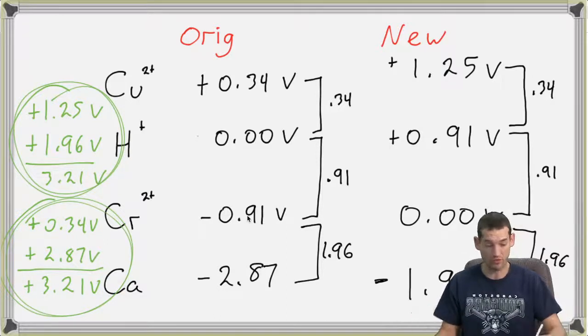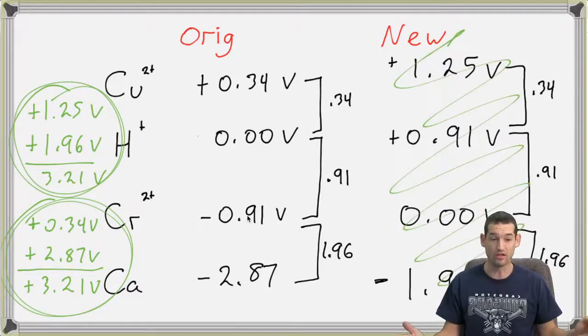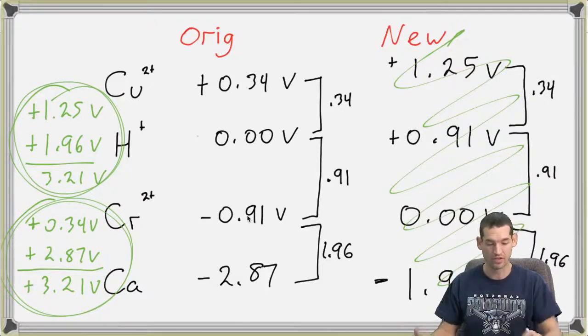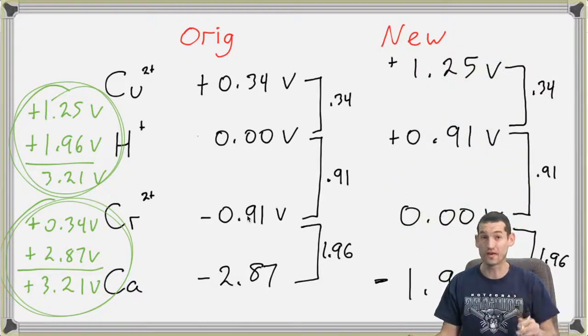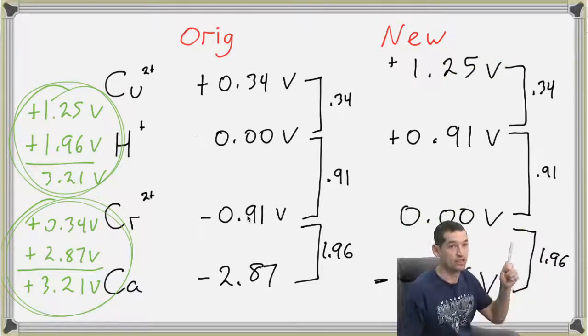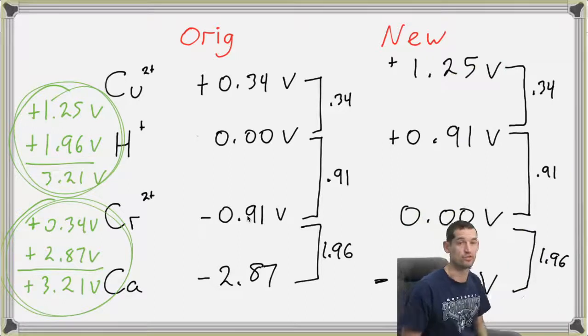So ignore it. Don't do this at all if they're asking you for a net cell potential. If they're asking you for half reaction voltages, reduction potentials, now I've got to do all this to figure out what those new values will be.